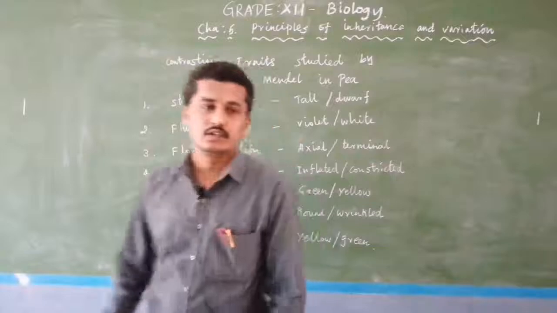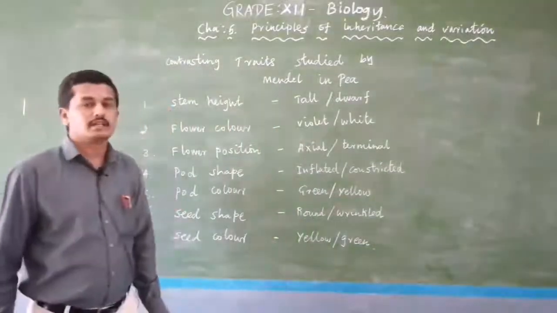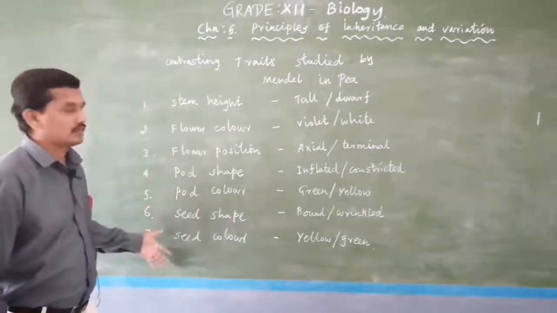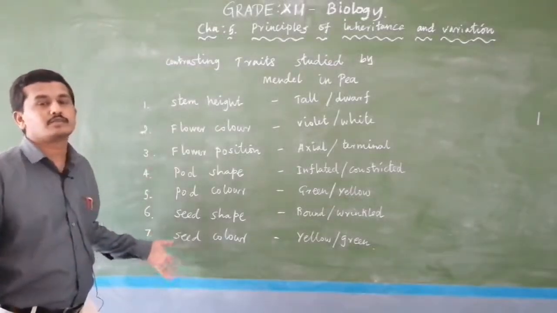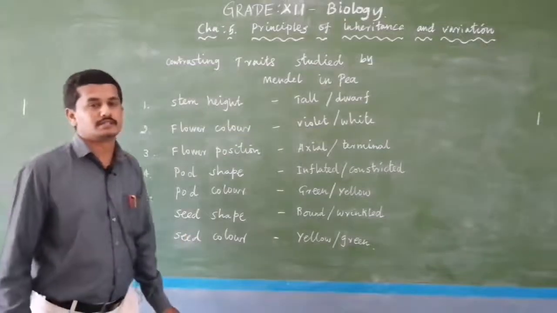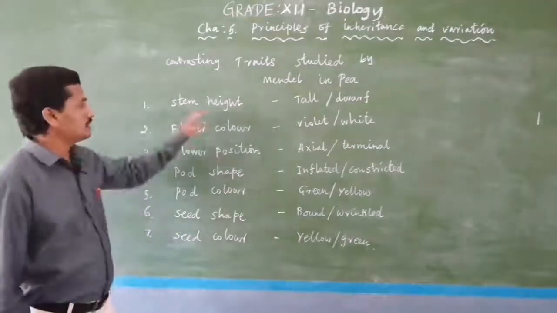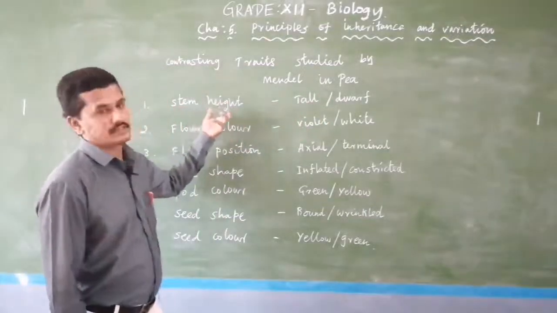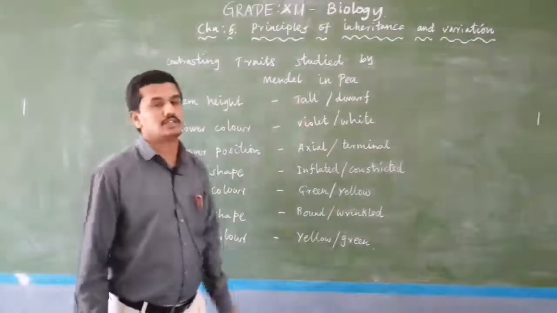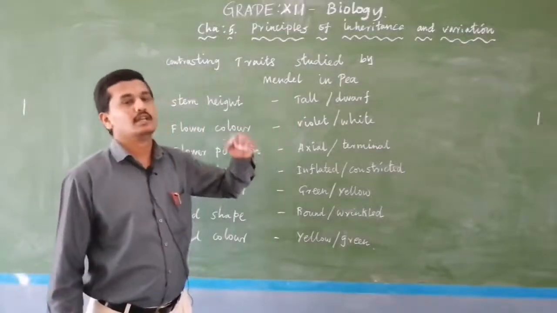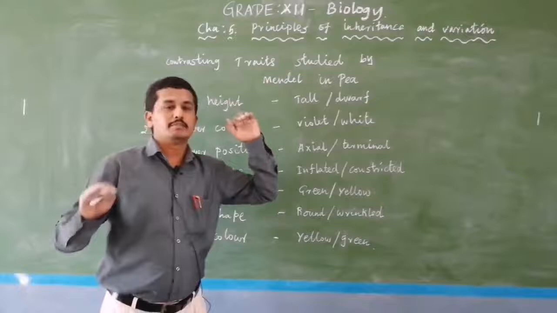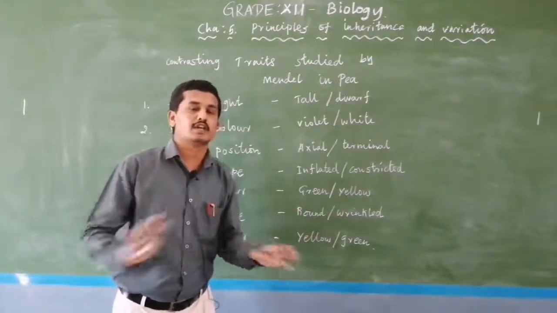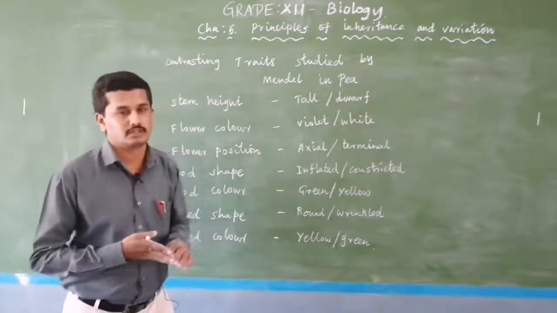So Mendel selected the garden pea plant for his research because he saw 7 different characters in the garden pea plant, Pisum sativum, and each character contains 2 versions. For example, stem height has 2 versions, tall and dwarf. Some pea plants are tall, some are dwarf. Only 2 versions; no medium-height plants are present in the garden pea species.